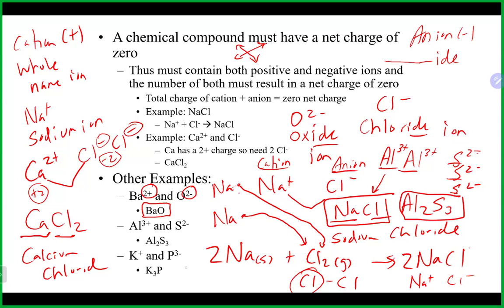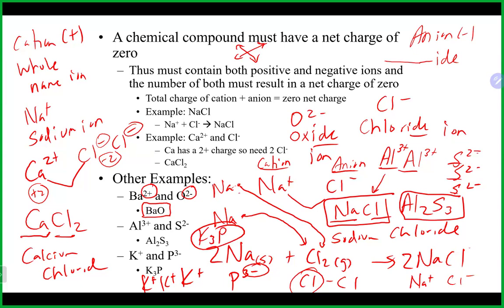And lastly here we have K plus and P3 minus. You can even multiply those together. That's 1 times 3 is 3. So to get the K to 3, you need 3 of them. You just need one of those. So you got 3 Ks and 1 phosphorus. And you just put it together like so, yeah. It's the best way to do it.